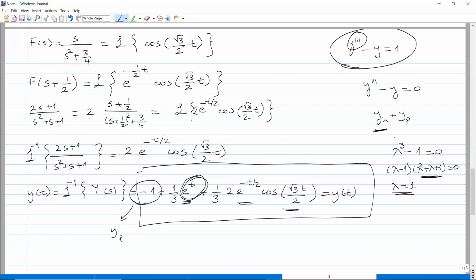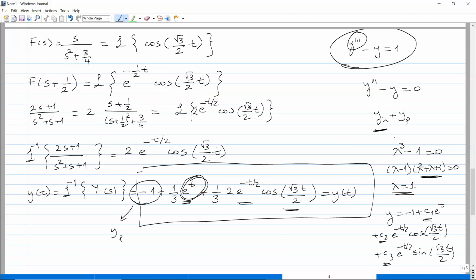But remember, we also have the initial conditions. So the general solution is of the form -1 plus c1 times e to the t plus c2 times e to the minus t over 2 cosine root 3t over 2 plus c3 e to the minus t over 2 sine root 3t over 2. And now to find the constants, we use the initial conditions.